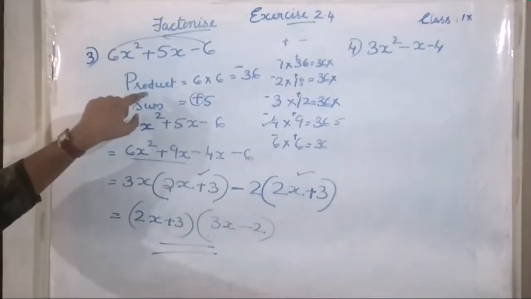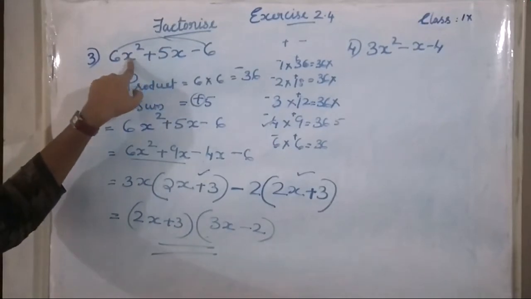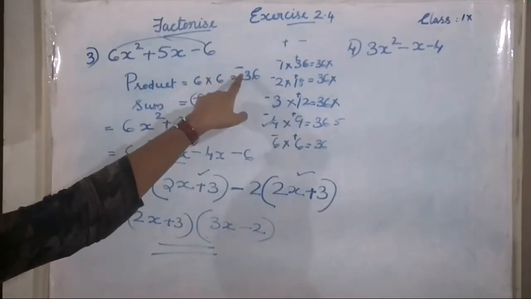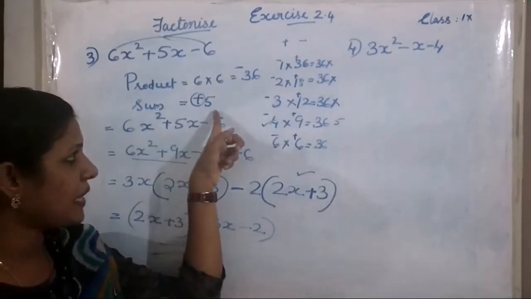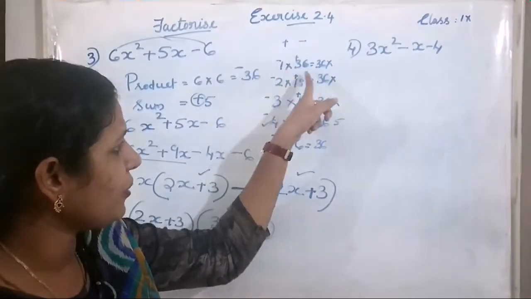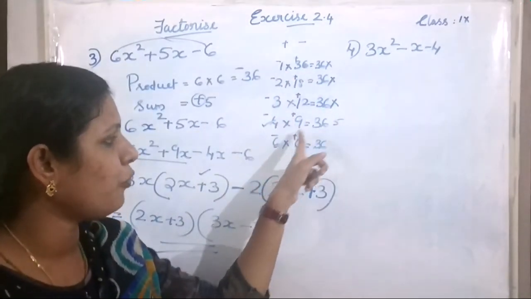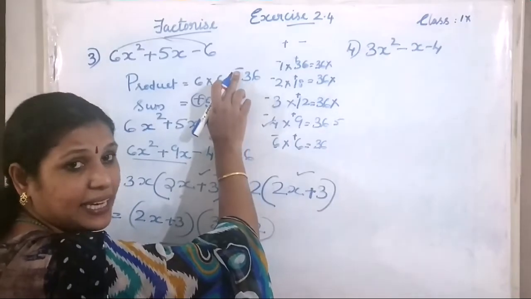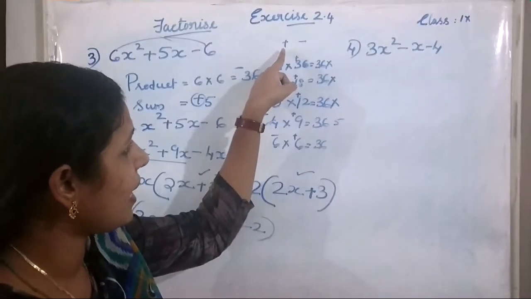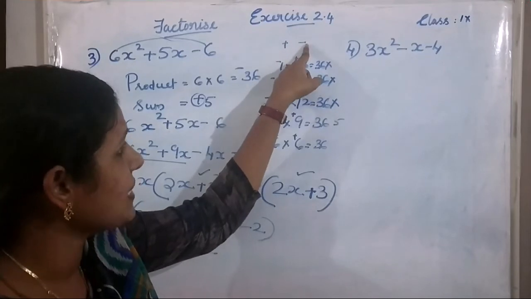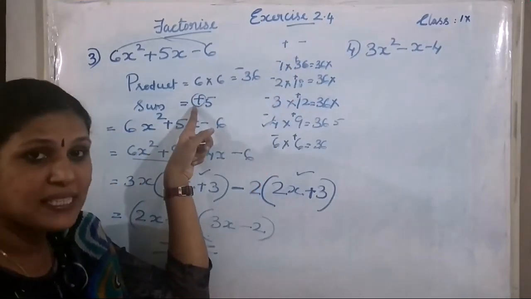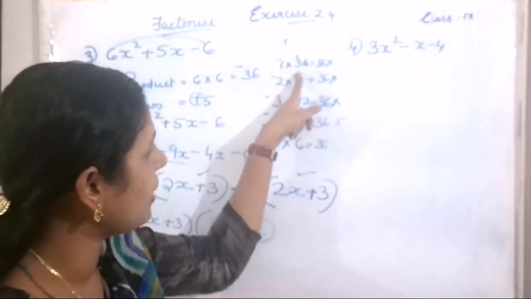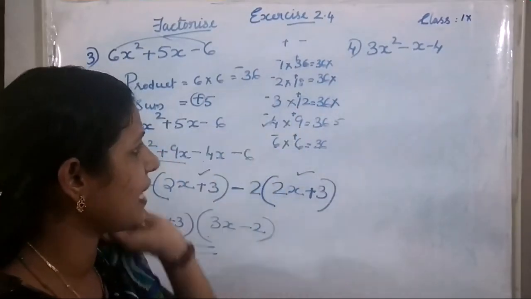Once again here, the product is 6 into x square. The coefficient of x square is 6, so the product is 6 into 6, which is 36. But the sign is minus 36. And the sum is plus 5. The numbers are 1 into 36, 2 into 18, 3 into 12, 4 into 9 and 6 into 6. But the product sign is minus, so the signs are plus and minus. And the sum is plus, so the bigger number's sign is plus and the smaller number's sign is negative.